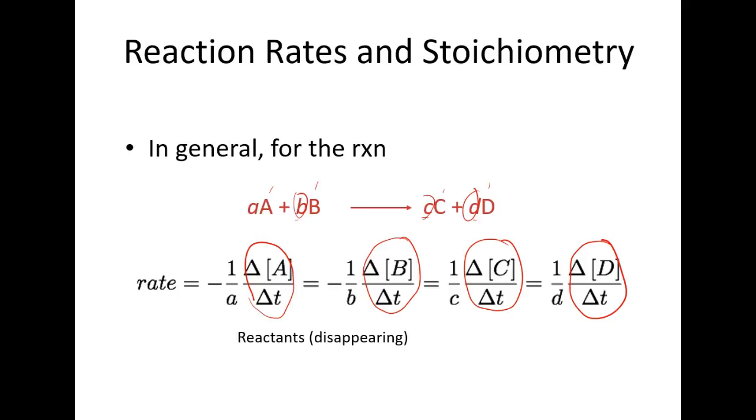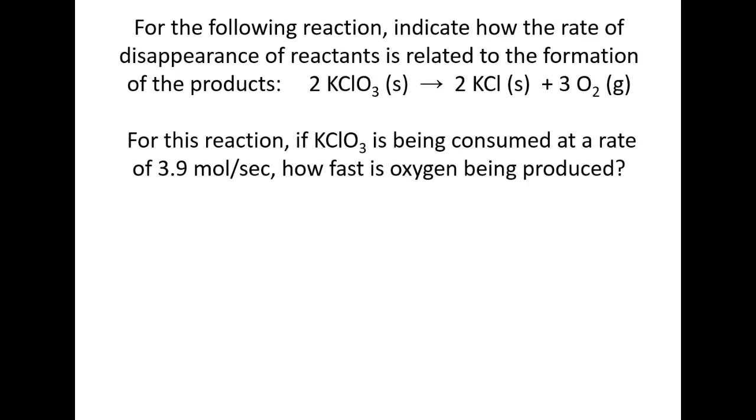If you look on the other side at the products C and D, they are going to be forming during the course of the reaction, and so their average rates are a positive number. Now that's with A's and B's. I think it'll make a little more sense if we instead look at an actual chemical reaction. So here's another example from your handout.